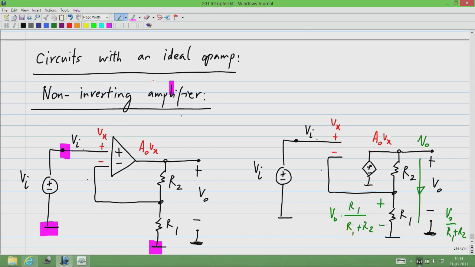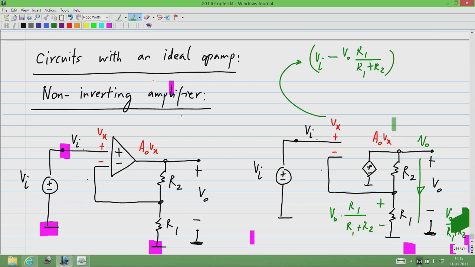Then what is the value of Vx? That's the voltage between this node, which has a voltage of Vi, and this node, which has a voltage of V0 R1 by R1 plus R2. So Vx equals Vi minus V0 R1 by R1 plus R2. And here we see that this voltage controlled voltage source is giving a value of A0 Vx, and that is the actual output voltage V0. So we have defined V0 to be the output voltage of the op amp, which is A0 times Vx.